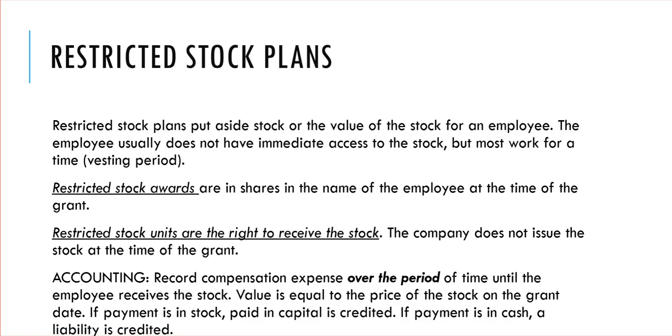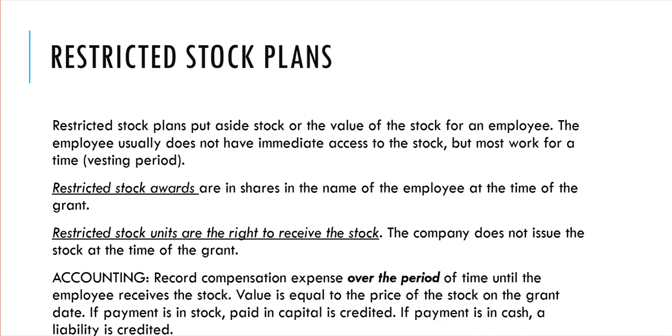So restricted stock plans, as I said a moment ago, either are restricted stock awards in which you get shares in your name, or units, which is the right to receive the stock. It doesn't really matter which one of these you have as far as the accounting. The only difference in the accounting is the caption.